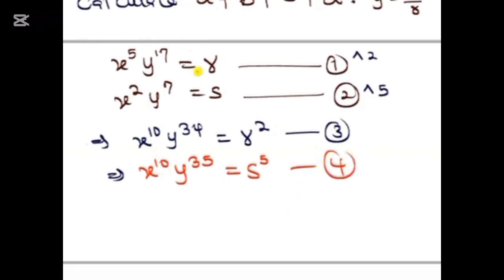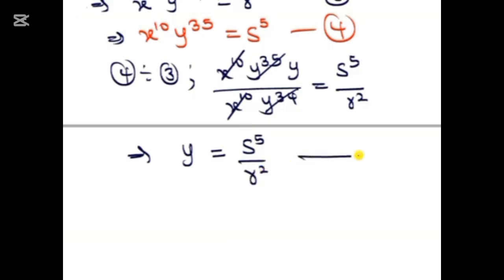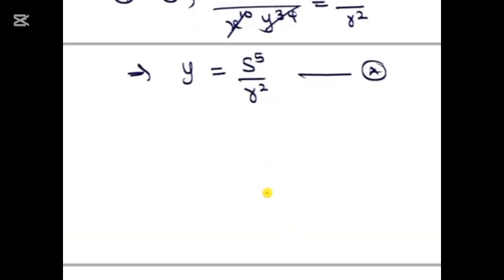As it is now, I can divide equation 3 by equation 4, or equation 4 by equation 3. Maybe we should do it that way. Let's do equation 4 by equation 3. From here, you see, this will take away this. So y to the power of 34 will cancel the power of 35, and it will remain only 1. So we'll have y alone is equal to s to the power of 5 all over r to the power of 2. We can call this one star. So we've gotten our y now. All we need to do now is to get our x.